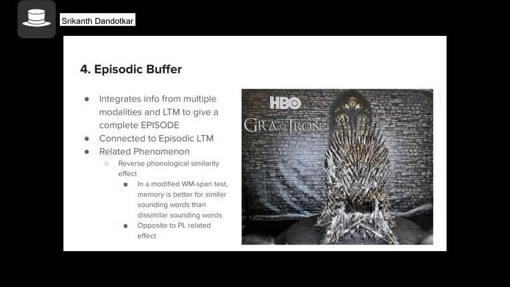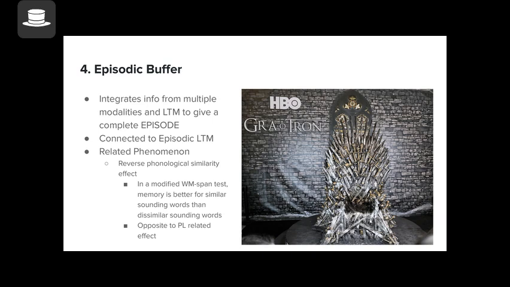The episodic buffer is the last subcomponent. It is the one that was later added in 2000. The idea of this episodic buffer is that it integrates information from other components of working memory, like Visual Spatial Sketchpad, the VSSP, the phonological loop, and also from other senses, and also from long-term memory. It kind of gives you this complete experience.